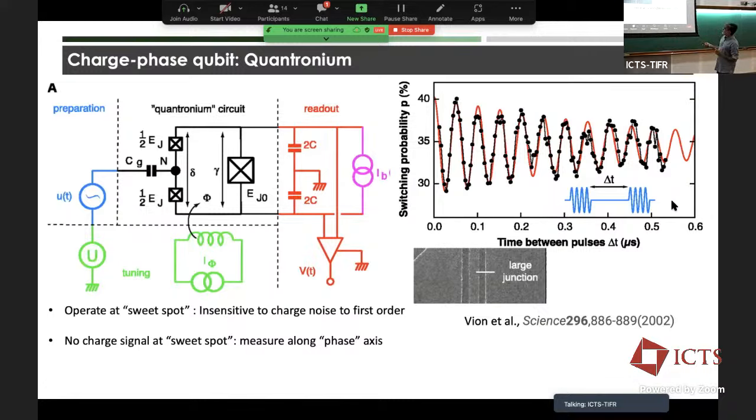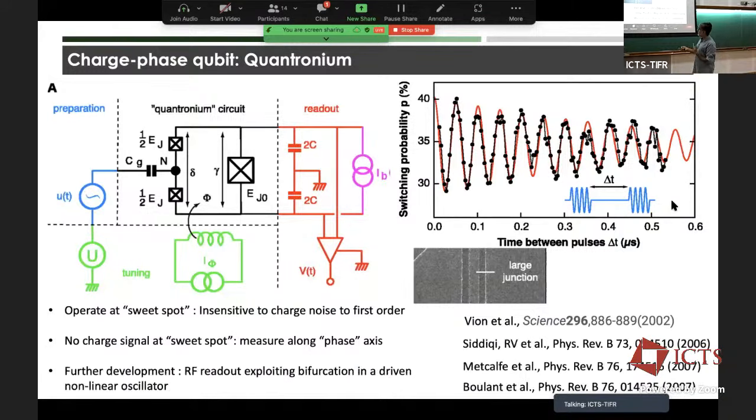So just a personal note here, this was actually the starting point of my PhD career, and I worked on changing this measurement scheme which used DC techniques to AC techniques by essentially treating this large Josephson junction plus this capacitance as a nonlinear oscillator, and using the nonlinear bifurcation of driven states here as a way of detecting the quantum state. So basically the nonlinear oscillator would either be in one of its metastable states, depending on whether the qubit was in the ground state.